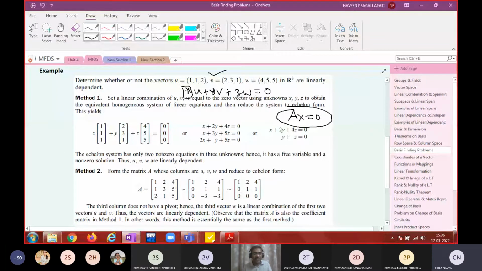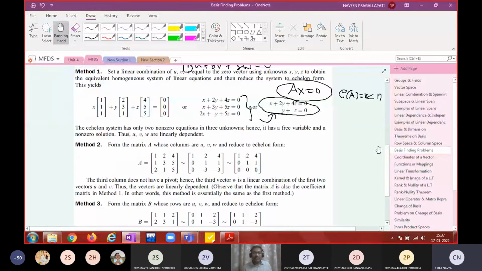What is the linear combination you see? x into u plus y into v plus z into w equal to 0, meaning 0, 0, 0. This can be converted into a system of linear equations, Ax equal to 0. If it is having a non-zero solution, when is that? When the rank of A equal to r is less than n. You can see the rank is 2, because the number of equations is reduced to 2 equations. That means there is going to be a non-zero solution. That means these 3 together form a linearly dependent set.